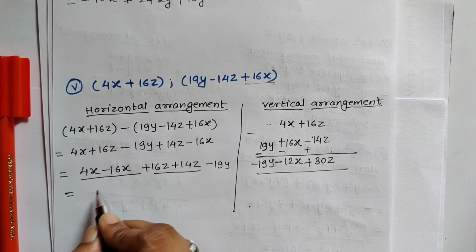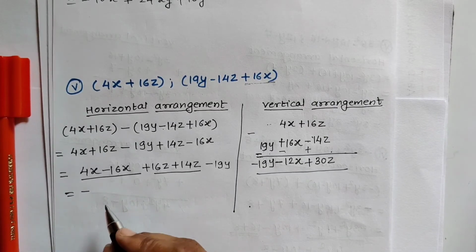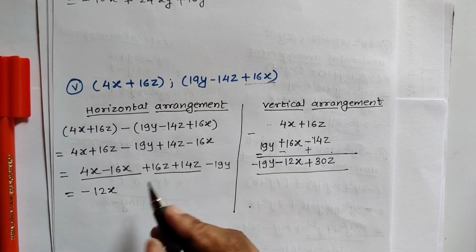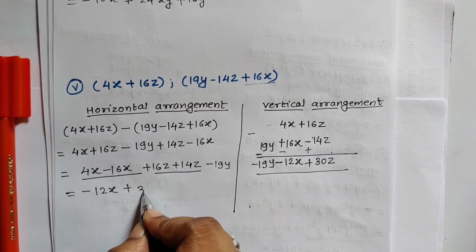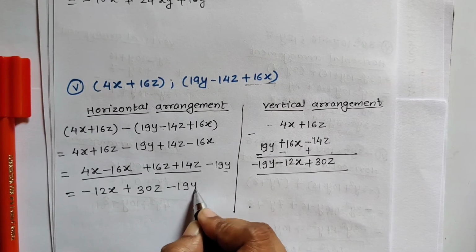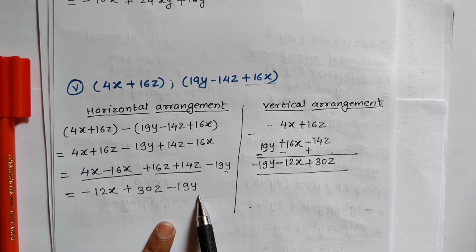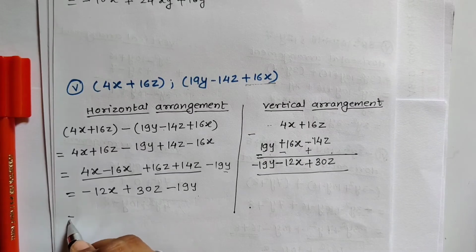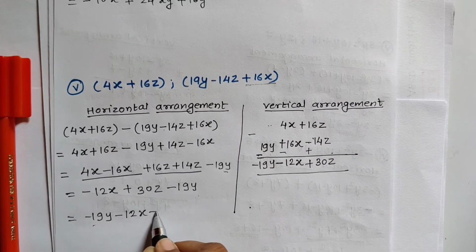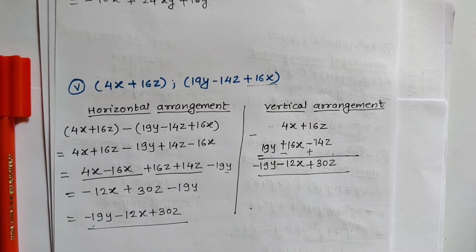Now plus minus minus, sign of bigger number. It is minus 12x plus 30z, and only this single term is remaining. Write it as it is. This term can be written as the first term also or as the last term also. You can write it as minus 19y minus 12x plus 30z. So the answer we are getting is the same.